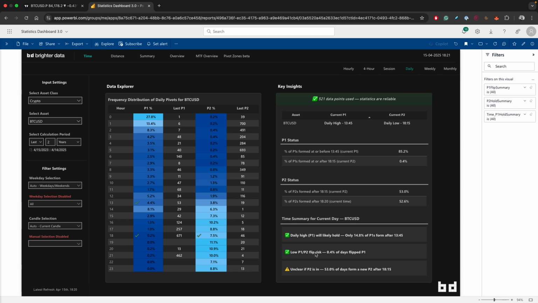And then this is just looking at, in this case now, we have P2 at 6:15, so it looks at how many flips happen after 6:15, and it's 0.4%. So obviously now it's late in the day, these statistics will be much more actionable in the middle of the day. But what this means is that there's pretty much a 0.4% chance of flipping P1. So what we see now very quickly in 3 seconds is that the daily high will likely hold because it's very rare that P1 is formed later, and there's also very low P1, P2 flip risk.